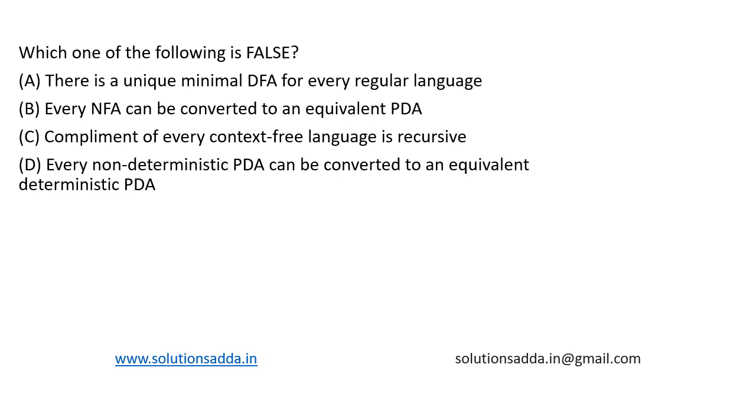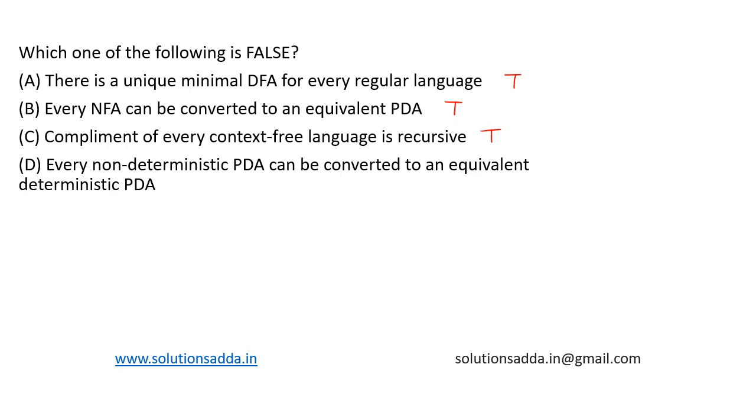This is a question from theory of computation. Which of the following is false? Option A. There is a unique minimal DFA for every regular language. This is true. Option B. Every NFA can be converted to an equivalent PDA. Yes, it is possible. This is also true. Complement of every context-free language is recursive. Yes, according to Chomsky hierarchy, this is also true.